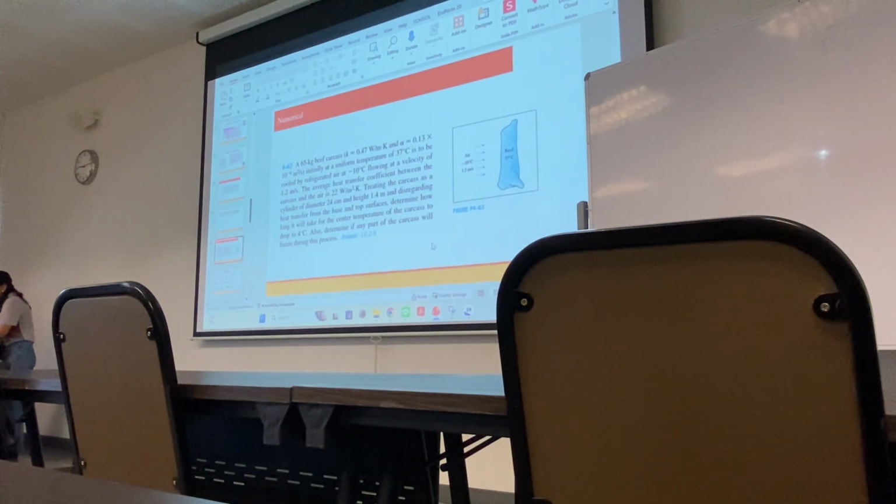The average heat transfer coefficient between the carcass and the air is 22, treating the carcass as a cylinder of diameter 24 and height 1.4. Disregarding heat transfer from the base and top, it means heat transfer is one dimensional. Determine how long, which means they are asking for time, small t, it will take for the center temperature T0 of the carcass to drop to 4 degrees Celsius. Also determine if any part of the carcass will freeze during this process.